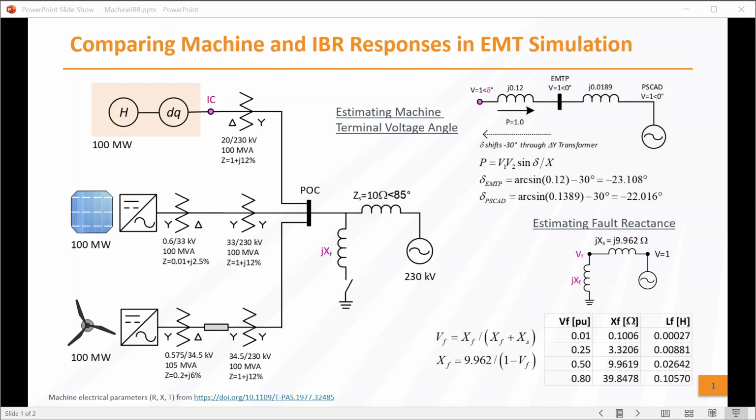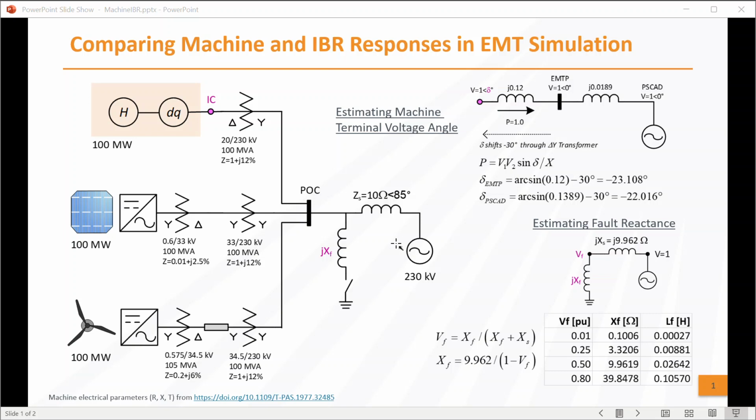This example will compare the response of a rotating machine and an inverter-based resource to a grid fault in EMT simulation. It's based on the test harness that was used in the PSCAD breakout session on August 3rd for a 100 megawatt solar plant connected to a 230 kV grid with an impedance of 10 ohms at an angle of 85 degrees. There are a couple of transformers involved.